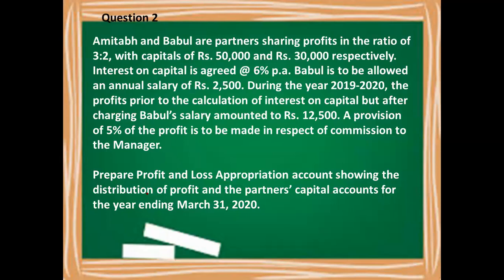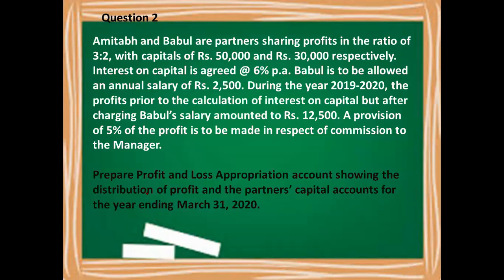Next, take another question. In this question, there are 2 characters, Amitabh and Babul. But before studying this statement, we need to find out what the question is. The question is: prepare profit and loss appropriation account showing the distribution of profit and partners' capital account for the year ending March. So in this question, 2 things we are supposed to do. One, we need to prepare the profit and loss appropriation account, and second, we need to prepare the partners' capital account.